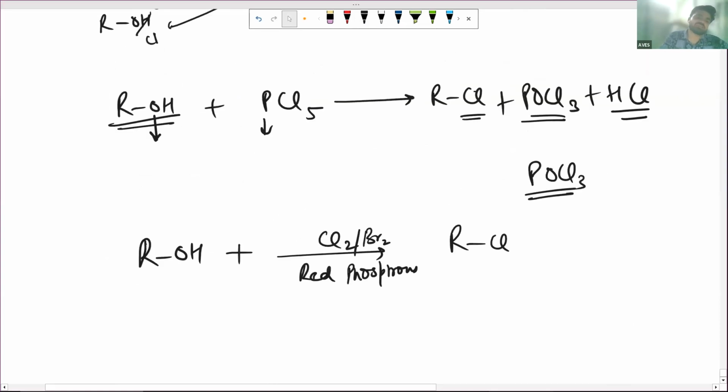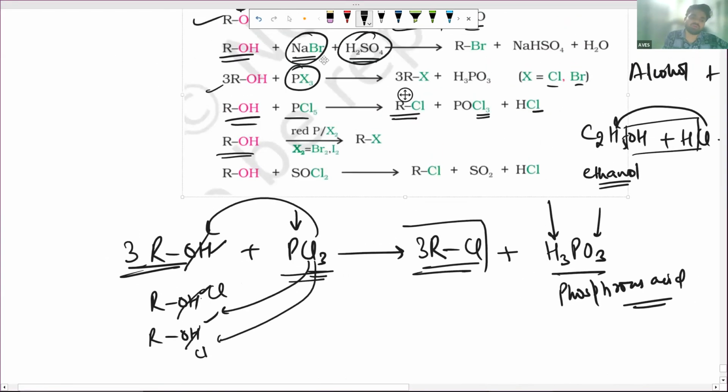And the next one is very important, and mostly this is used. It is important.